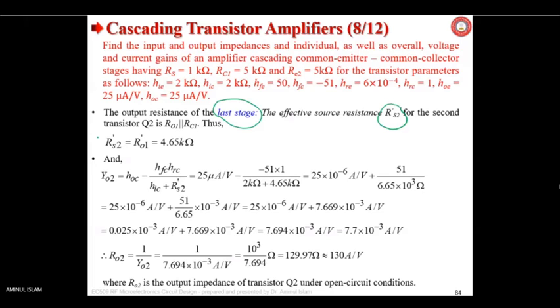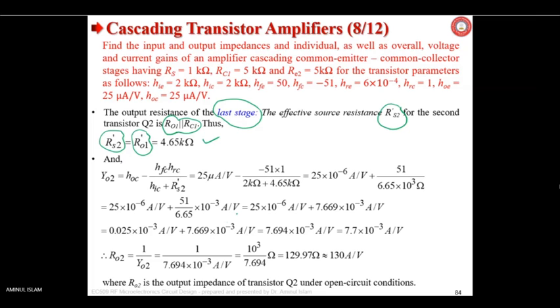Output resistance of the last stage we are going to calculate. Okay, output resistance. So RS2 prime for the second transistor Q2 is going to be RO1. The effective source resistance RS2 is RO1 in parallel with RC1. Thus RS2 prime equals RO1 parallel RC1.